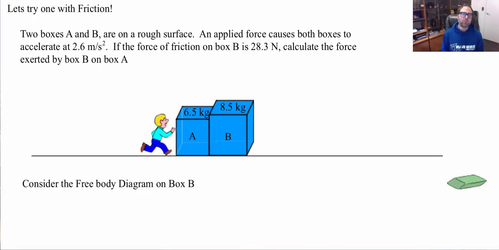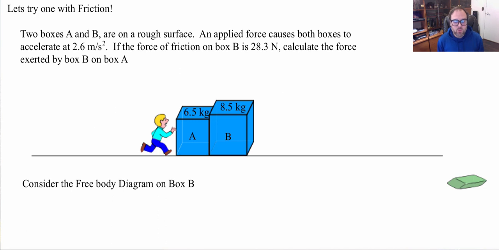So in our second example, we are going to be adding friction to our system. In this question, we have two boxes, A and B, on a rough surface. An applied force causes both boxes to accelerate at 2.6 meters per second squared. If the force of friction on box B is 28.3 newtons, calculate the exerted force by box B on A.